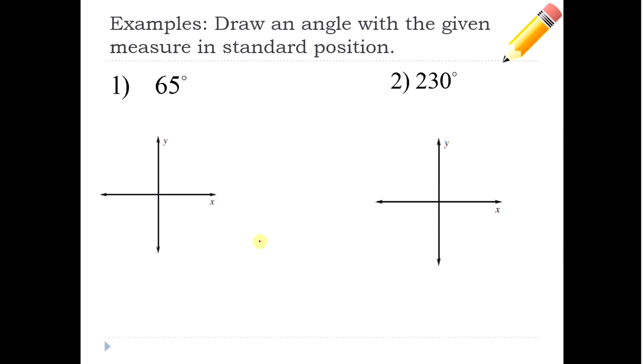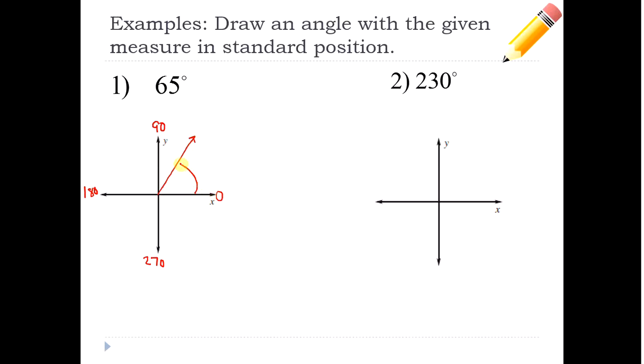So, drawing an angle with the given measure in standard position. These are a little difficult to think through. You need to figure out where 65 degrees would be. So here is my 0, here's my 90, here's 180, and here's 270. That's how it's always going to be set up. So 65 is going to lie between 0 and 90, and it's going to be closer to 90. It's not going to be in the middle because that's 45 degrees. So it's about right there.